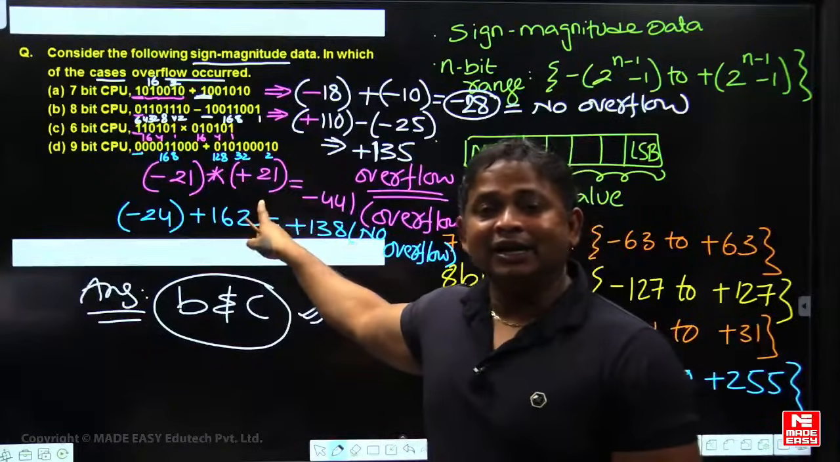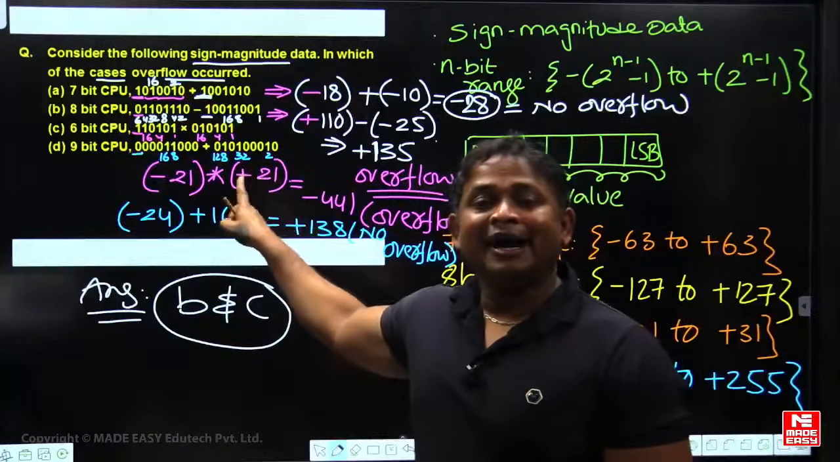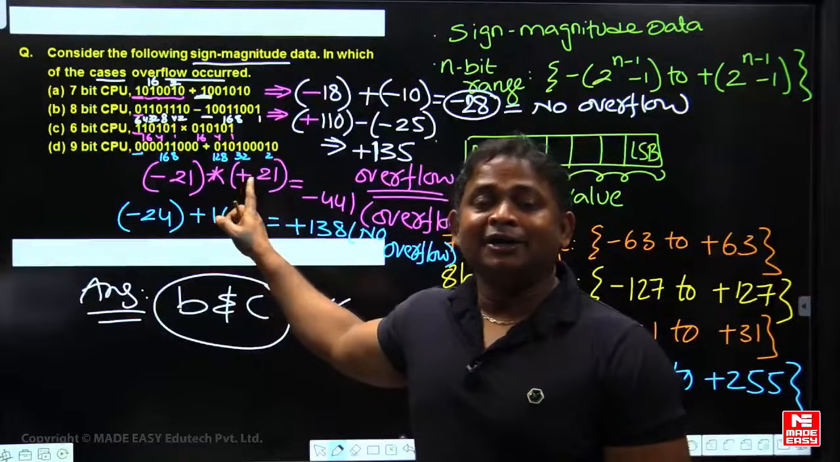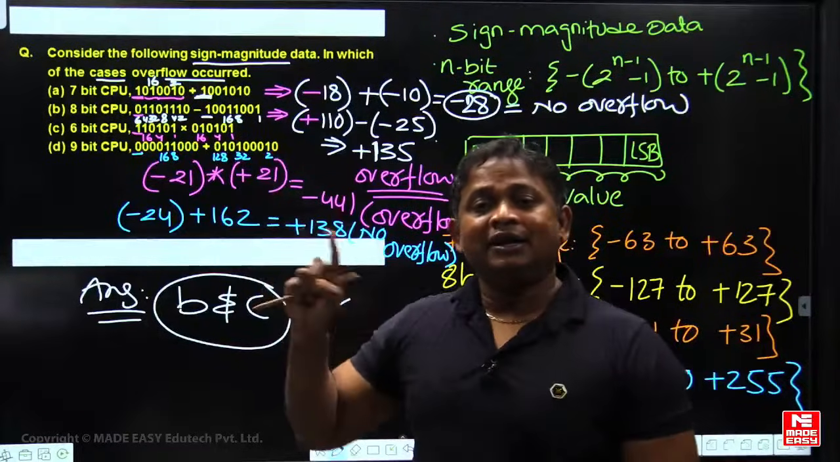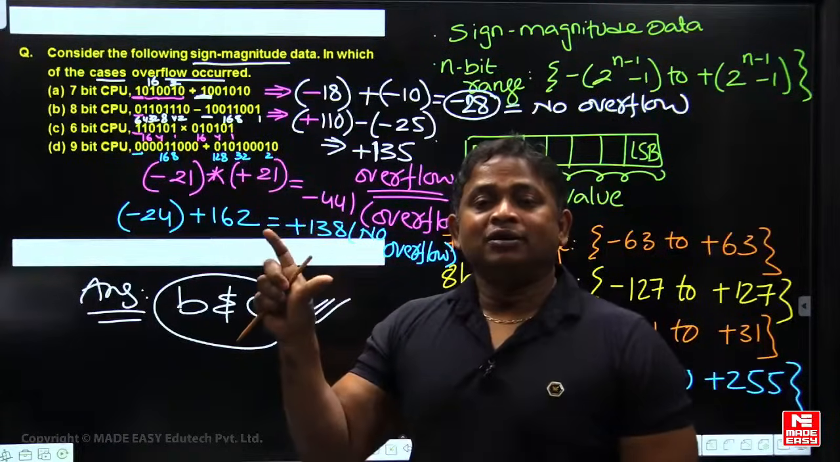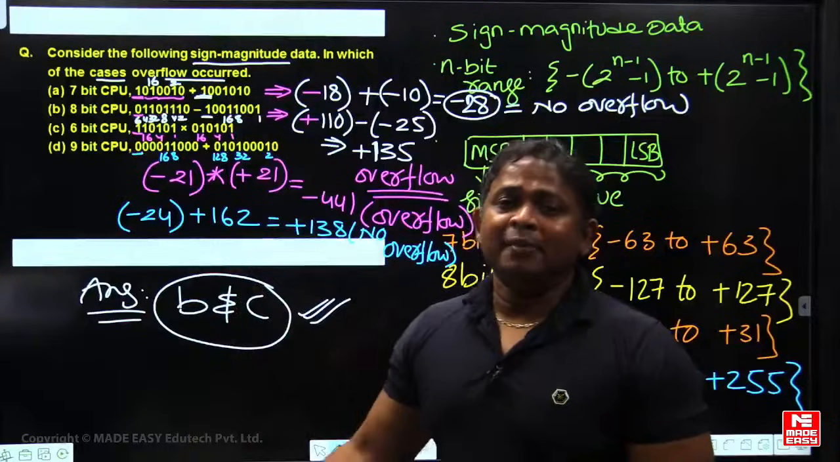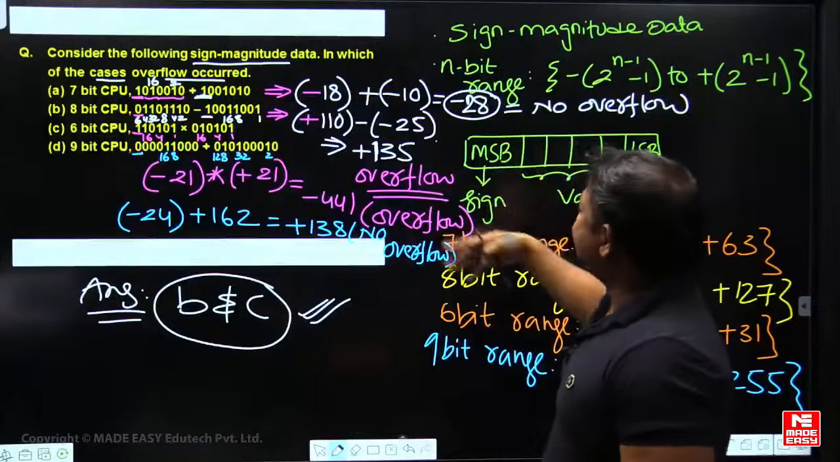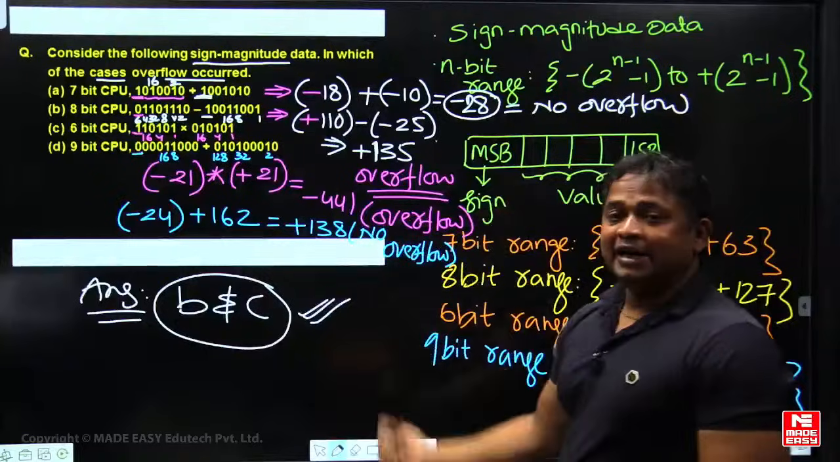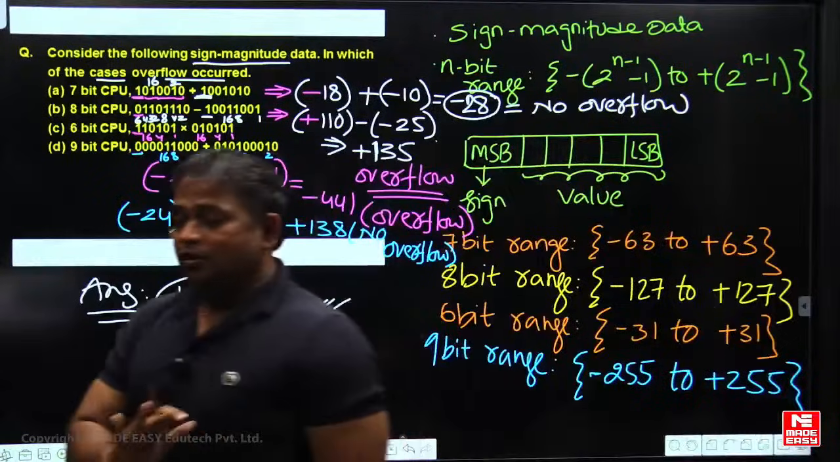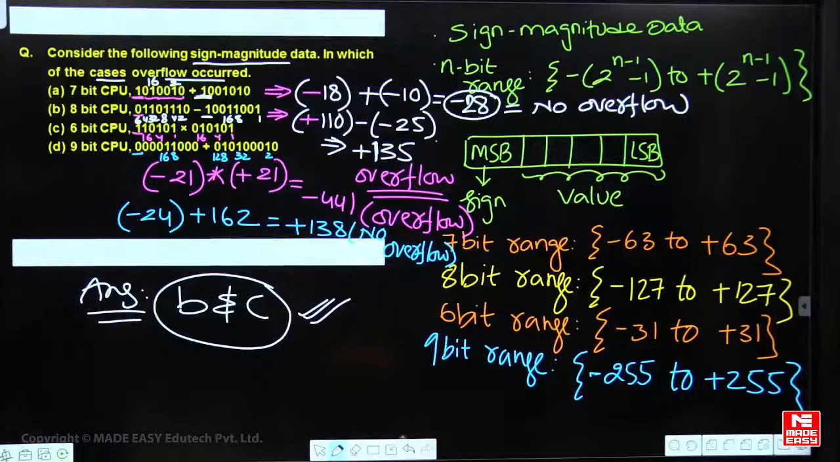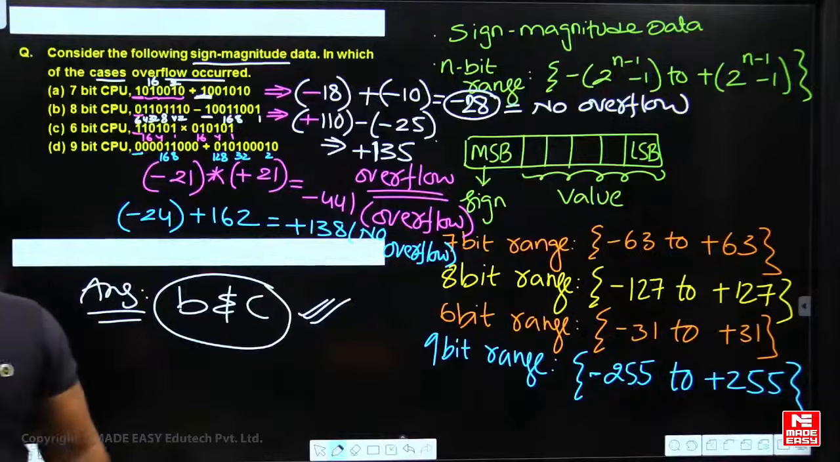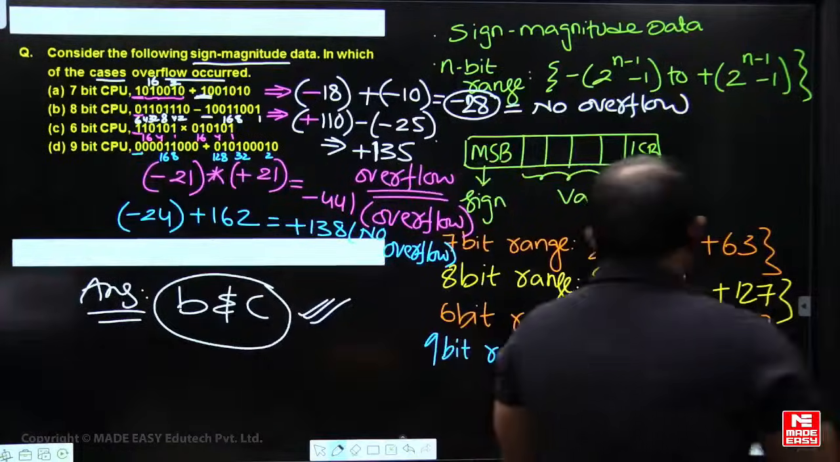But this is not unsigned data. This is not signed data. This is sign magnitude data. For sign magnitude data, we don't have a direct formula to decide the overflow, so manually we need to verify. That is the reason after verification we get the answer B and C. I hope everyone got the same answer. Okay, students, thank you.